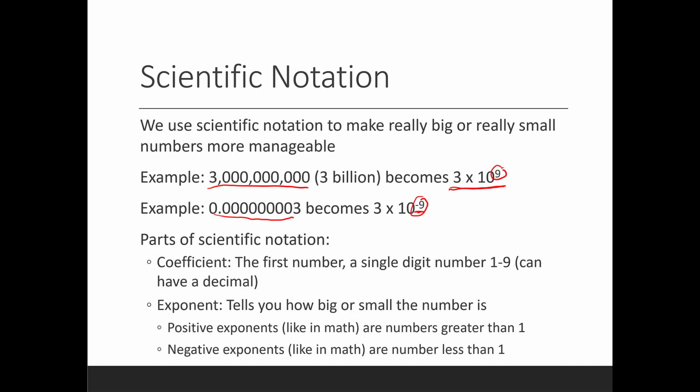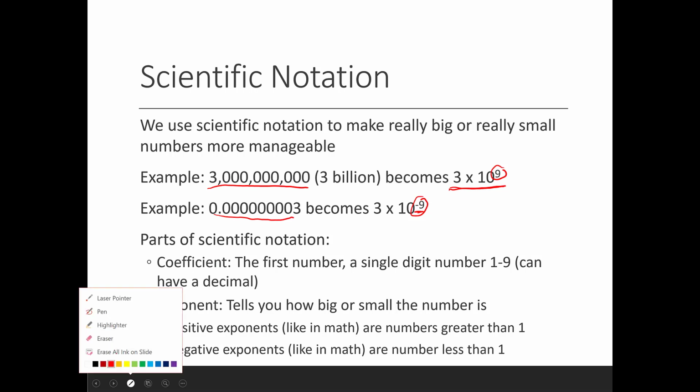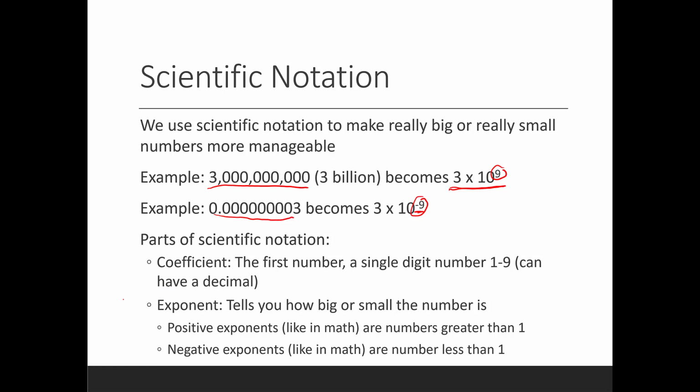There are multiple parts to scientific notation. Now the first part is the coefficient. So let me change my color here. The coefficient is the first number, so that would be the 3 in both of these cases. 3 is the coefficient. This is always a single digit number 1 through 9. You can have a decimal, so I could say 3.1 or 3.0, but I couldn't say 30 or 31. You can only ever have one digit before the decimal place in scientific notation.